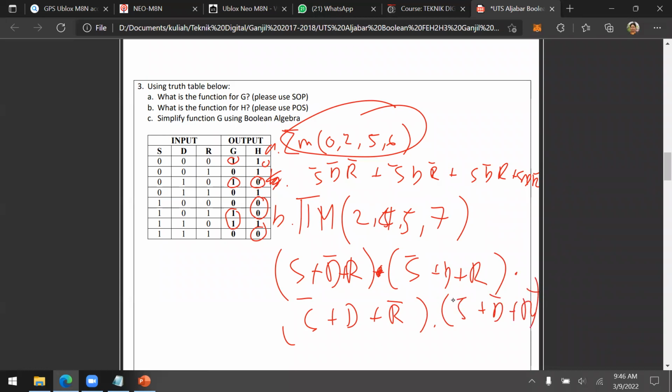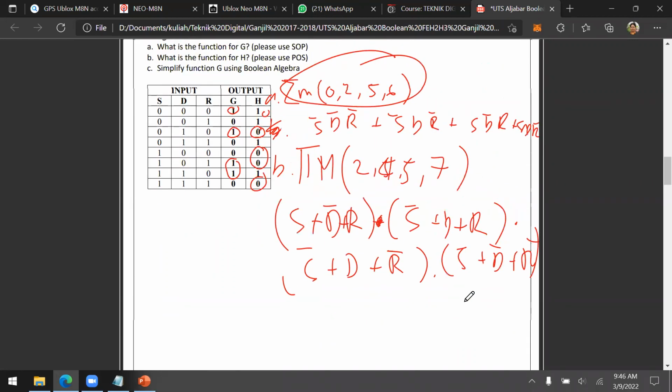That's it for A and B. But now you need to simplify for 3C. Simplify the function G using Boolean algebra. Okay. So we have what? S naught, D naught, R naught plus S naught, D, R naught plus S, D, R.